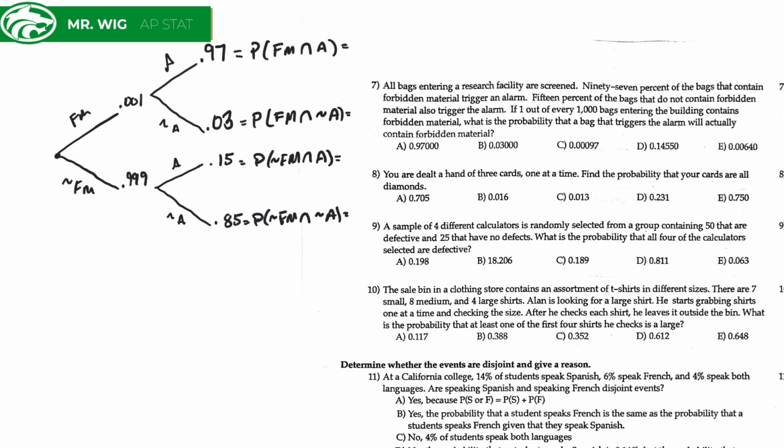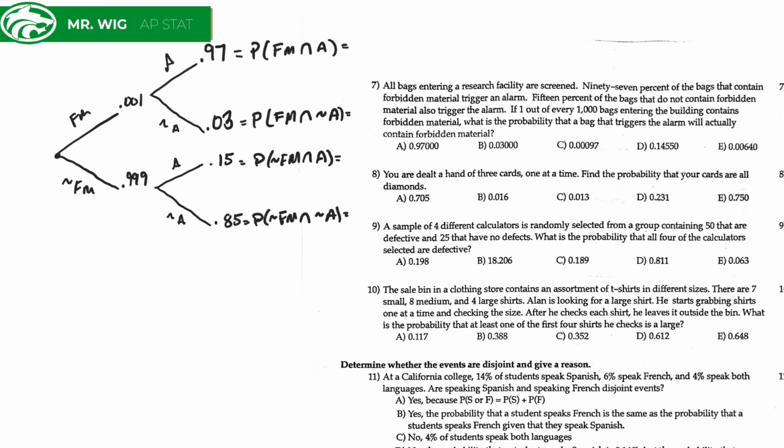The formula for and is the probability of A times the probability of B, given that A has already happened. Well, the good news is that these numbers are exactly what I have for that. So it's literally, I'm going to multiply down the path. Now, I don't know that I need to do all of those, right? But what do I need?